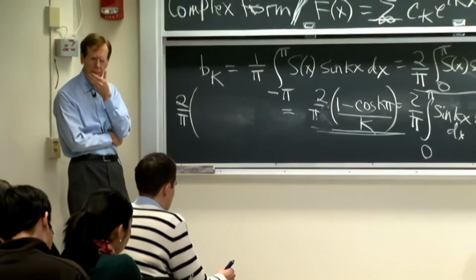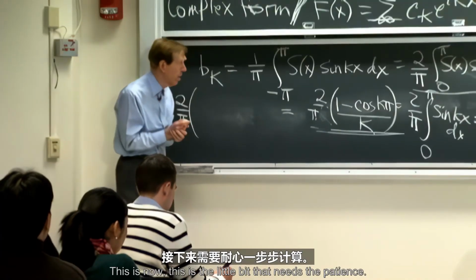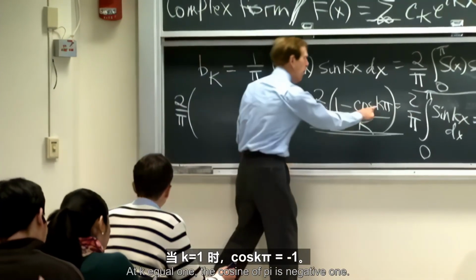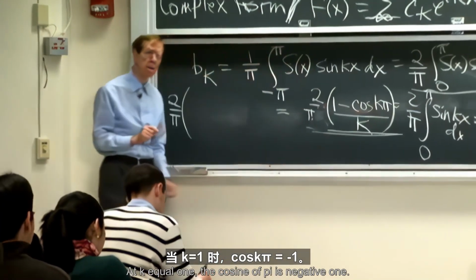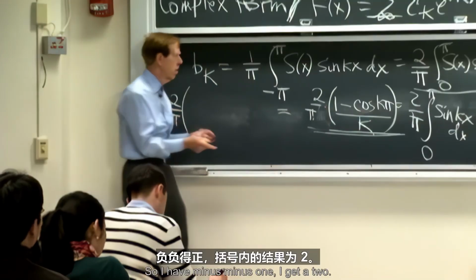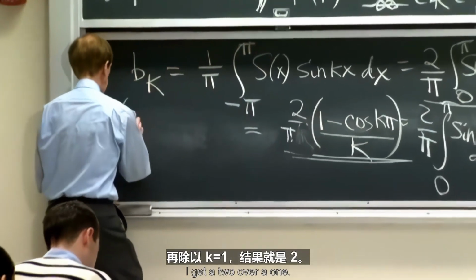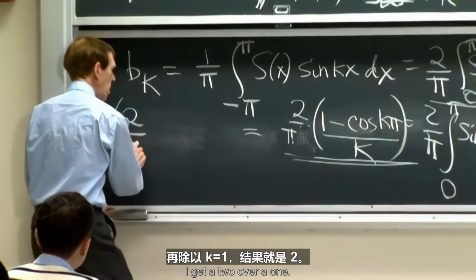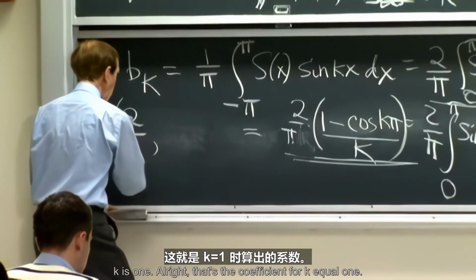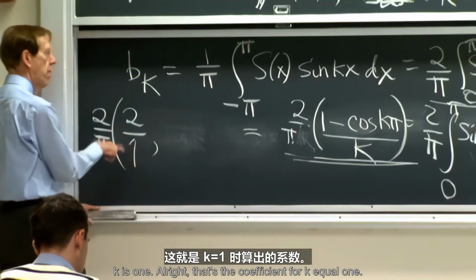At k equal 1, this is the little bit that needs the patience. At k equal 1, the cosine of pi is negative 1. So I have minus 1, I get a 2. I get a 2 over a 1, since k is 1. All right, this is the coefficient for k equal 1.